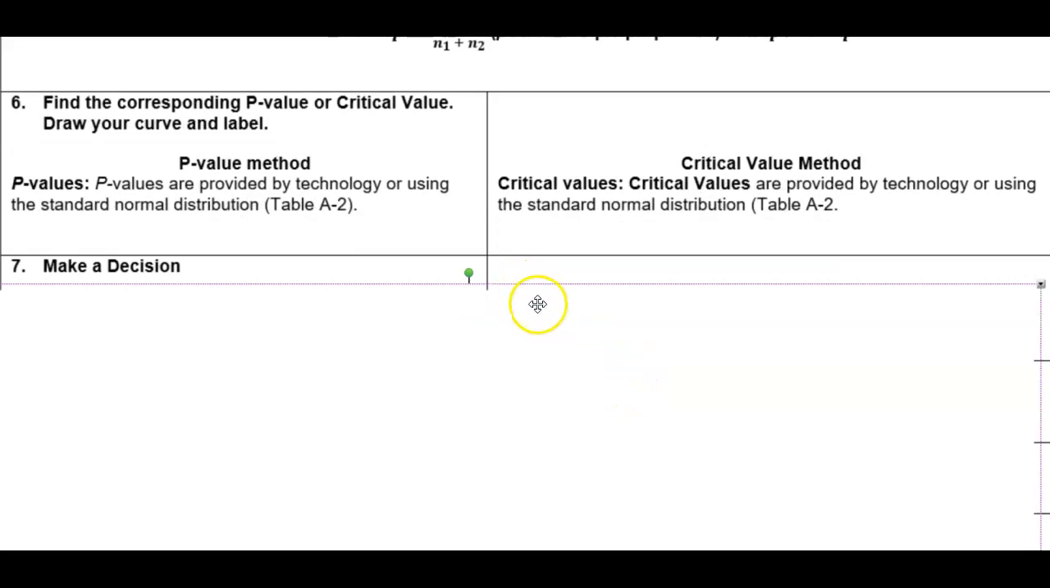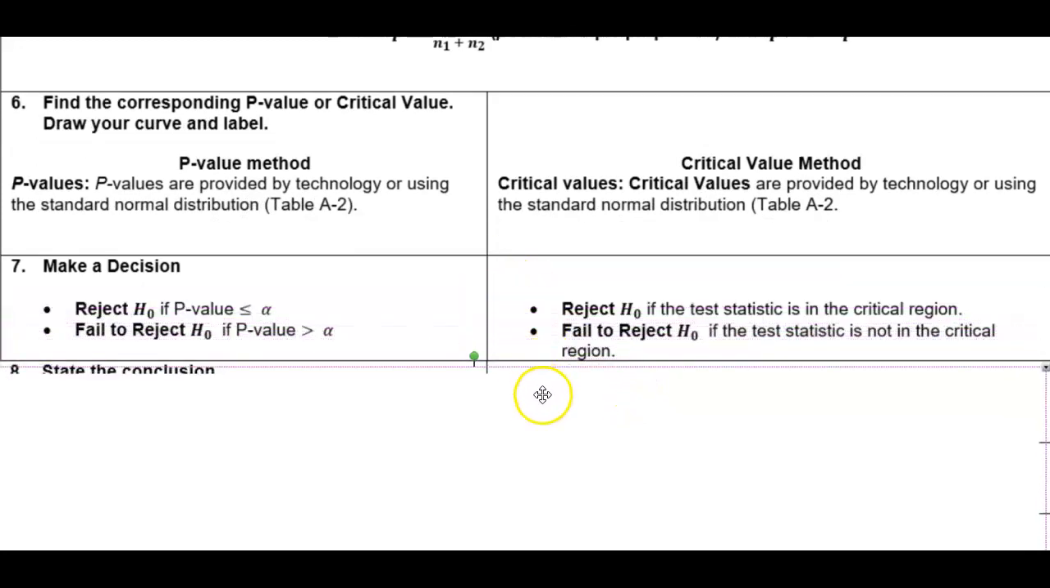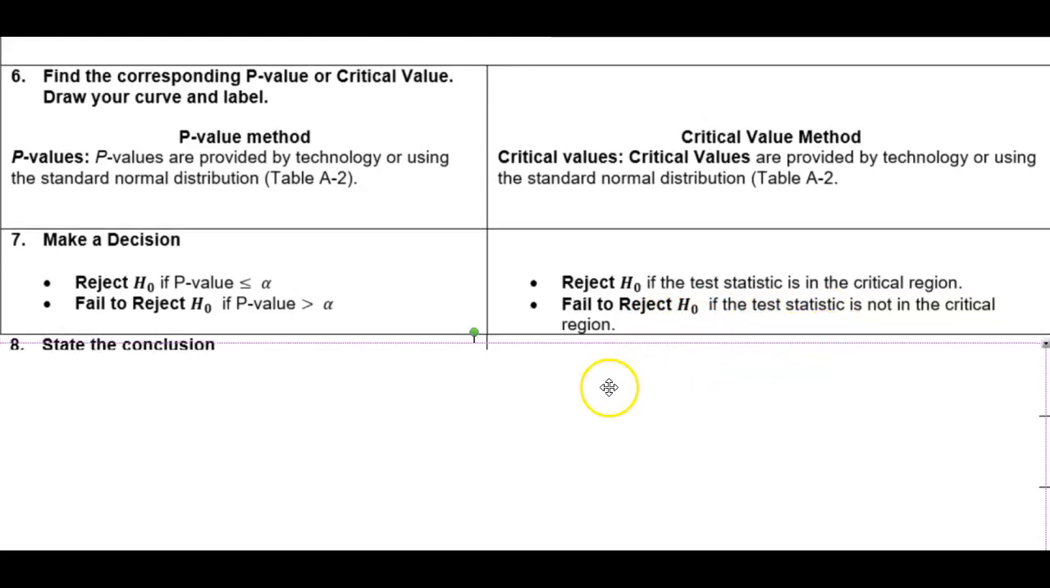And then you're going to make a decision. For the p-value method, you reject the null if the p-value is less than or equal to alpha, and you fail to reject the null if the p-value is greater than the significance level. When using the critical value method, you reject the null hypothesis if the test statistic is in the critical region, and you fail to reject the null hypothesis if the test statistic is not in the critical region.